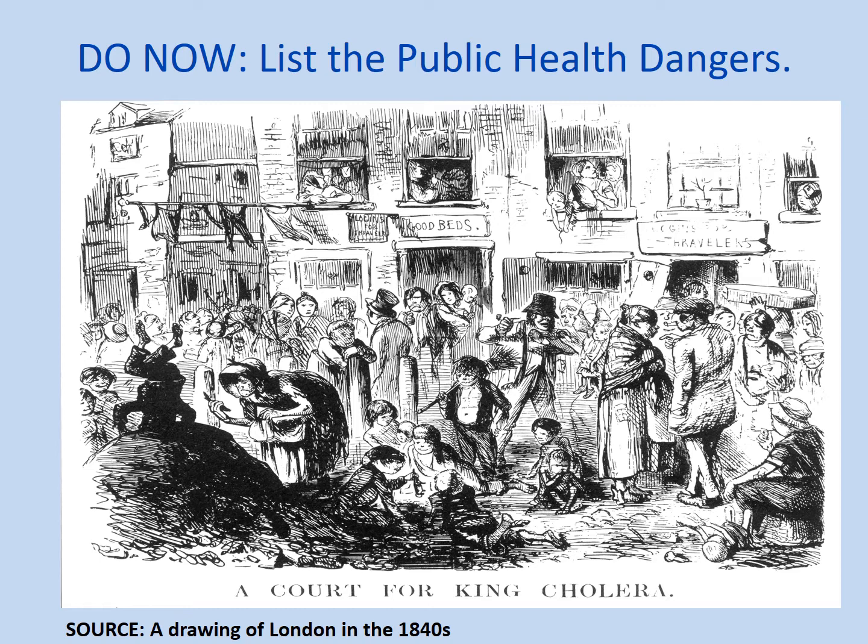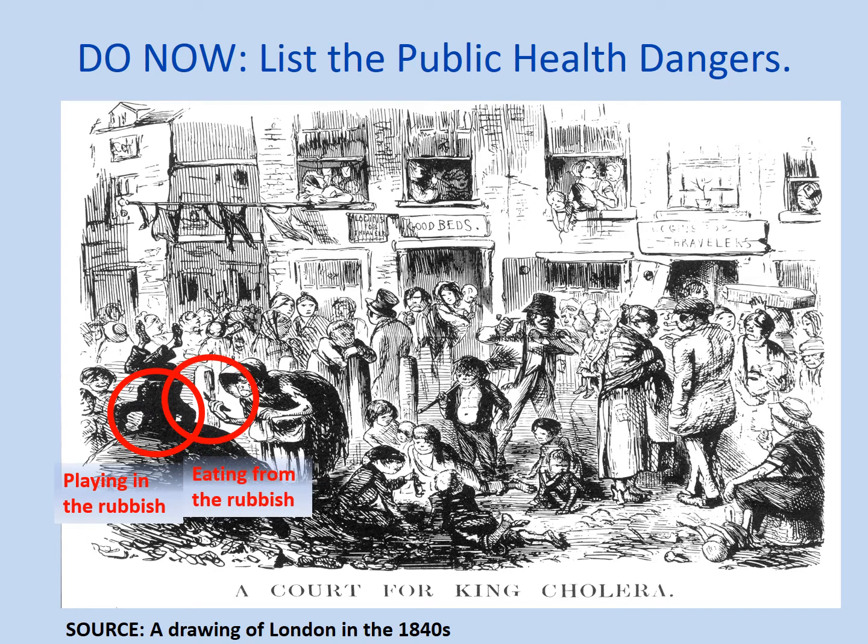Alright, here's some suggestions. You might well have got other ones. We can see, quite obviously, there are children playing in a big pile of rubbish. I hate to think what's actually in there. People are also eating from the rubbish. The poor might pick through scraps that other people had discarded if they were truly desperate. Or they might try and pick through and find anything that was valuable that could be used or maybe sold.